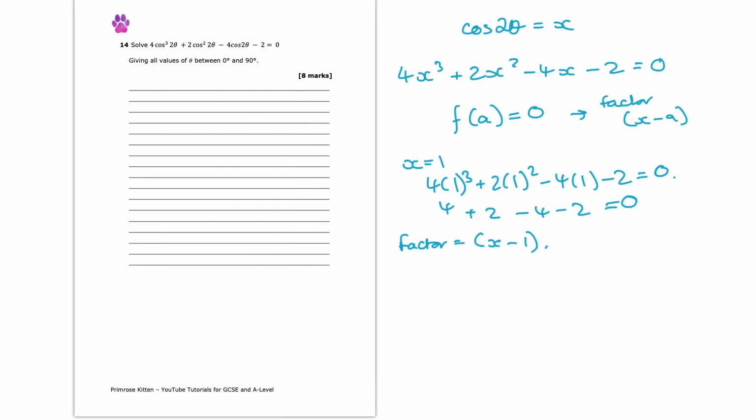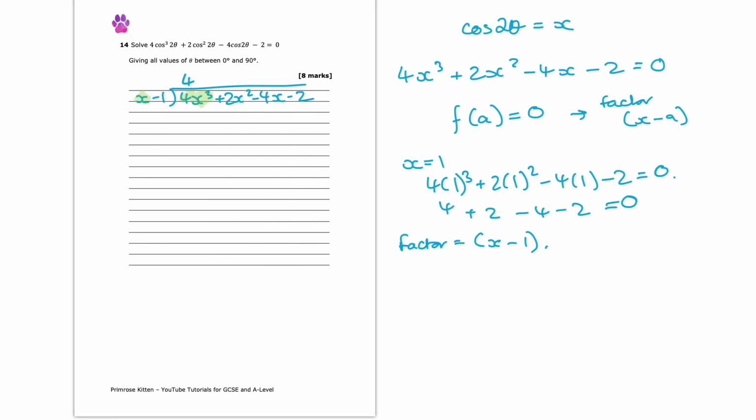So what we can do then is use that to work out what the next set of factors are. With the factor theorem questions, once we know what one factor is, one of the ways we can work out the others is by a method called algebraic division. So if we lay this out to do algebraic division, we want to divide 4x cubed plus 2x squared minus 4x minus 2 by x minus 1.